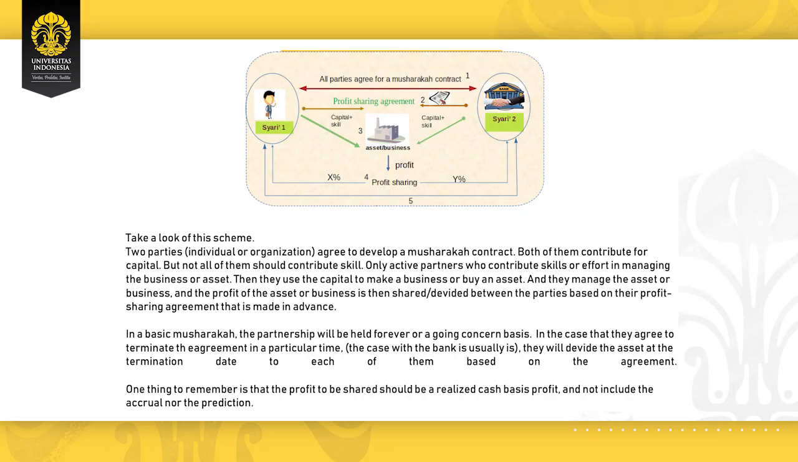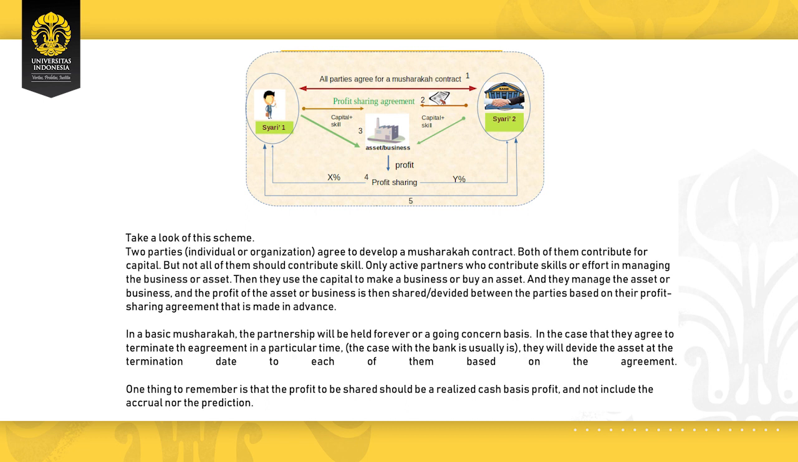Let's now see the scheme of Musharakah. Take a look at this scheme. Two parties, individuals or organizations, agree to develop a Musharakah contract. Both of them contribute capital, but not all of them should contribute skill. Only active partners contribute skills or effort in managing the business or asset. Then they use the capital to make a business or buy an asset.